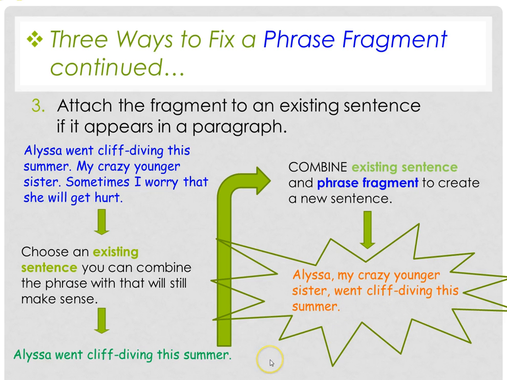Now, the thing about combining with sentences is that you have lots of choices. You could fix this in another way. For example, let's say I decided I did want to combine this with sometimes I worry that she will get hurt. How would you do that? Take a minute and see if you can figure it out. Good. What you could do is substitute the phrase for your second pronoun here. So instead of saying, sometimes I worry that she will get hurt, I could say, sometimes I worry that my crazy younger sister will get hurt. See how easy that is? So it allows you to have a lot of variety in your sentence structures when you're writing.